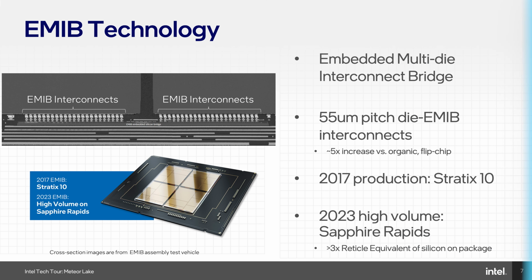And EMIB is where you embed a piece of silicon into the substrate, where now your connection, instead of having to be on the substrate design rules, which are a little more coarse, a little bit slower, you can put it on silicon. And now silicon, of course, has its lithography. You can get the line and space super tight, so you can have a very fast connection between the die that goes through the substrate.